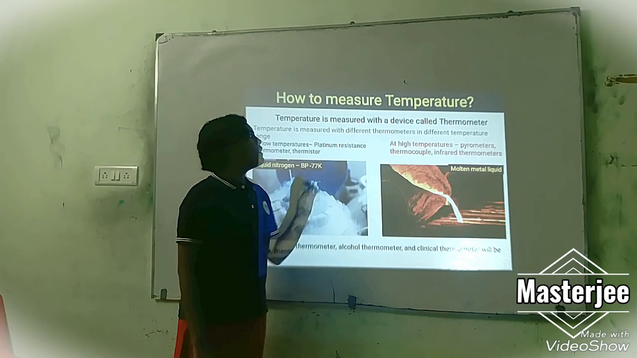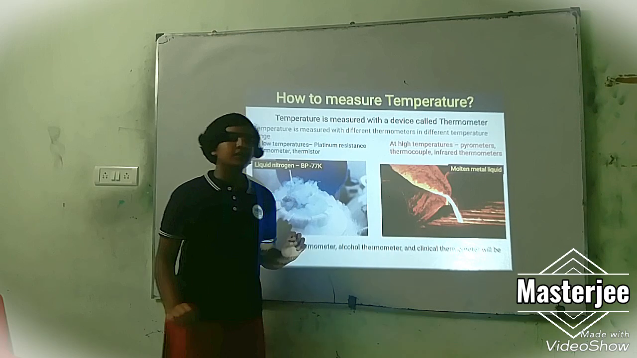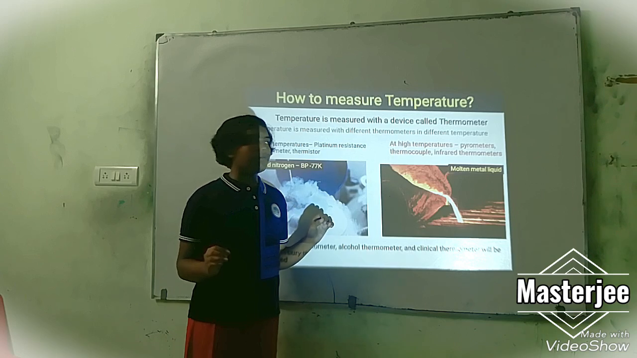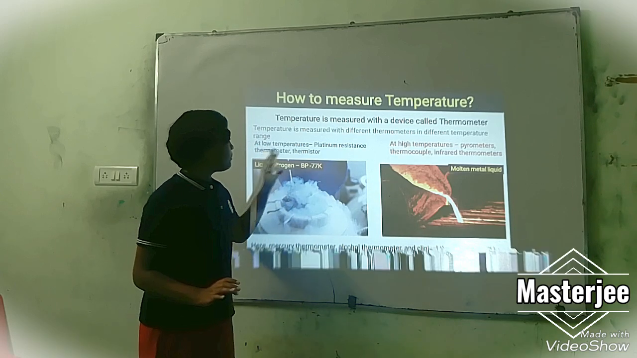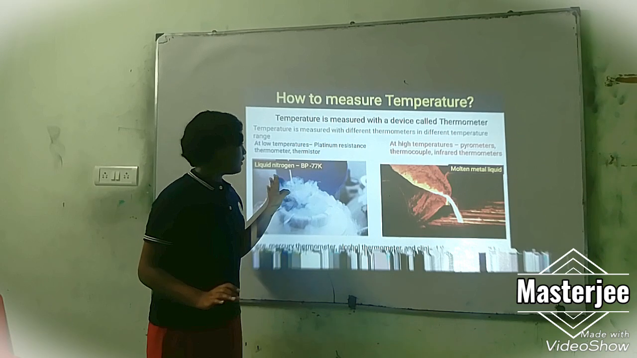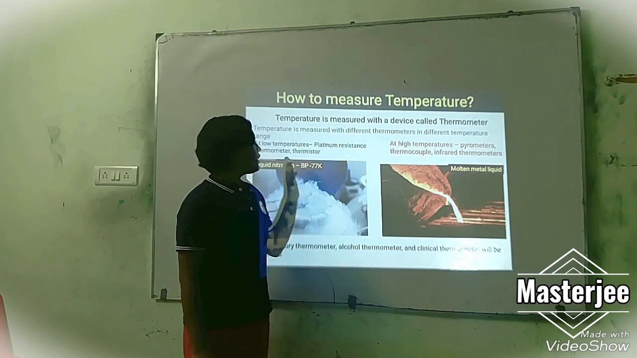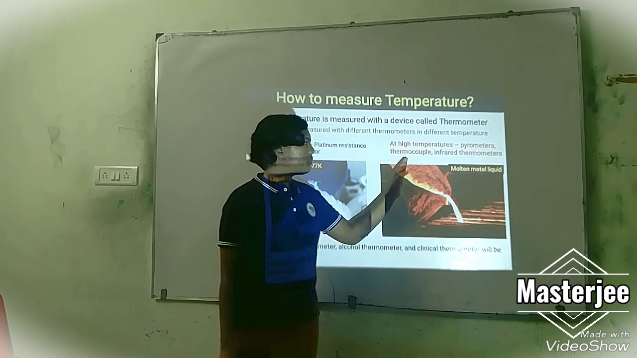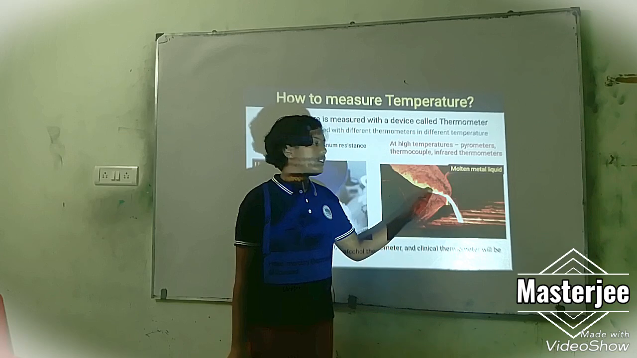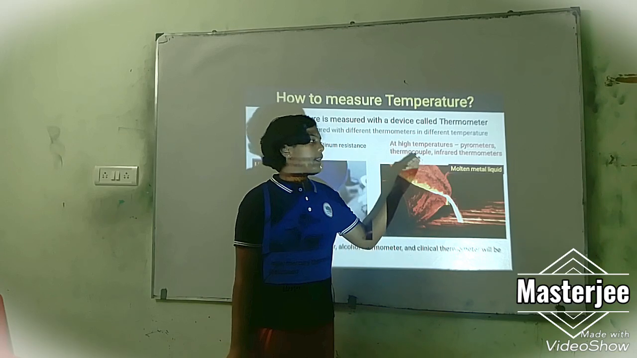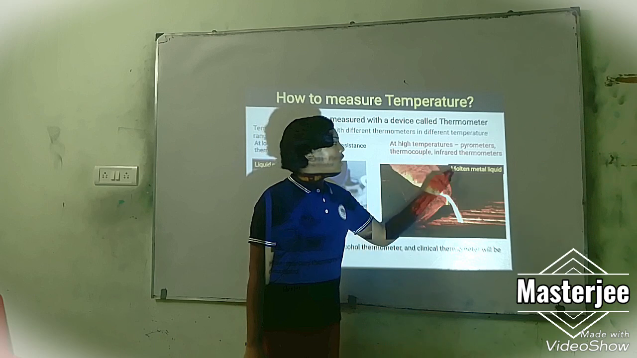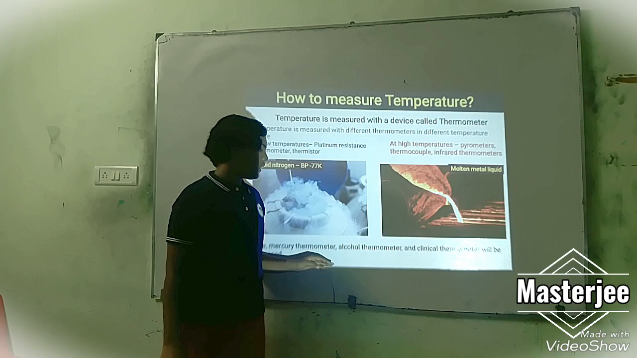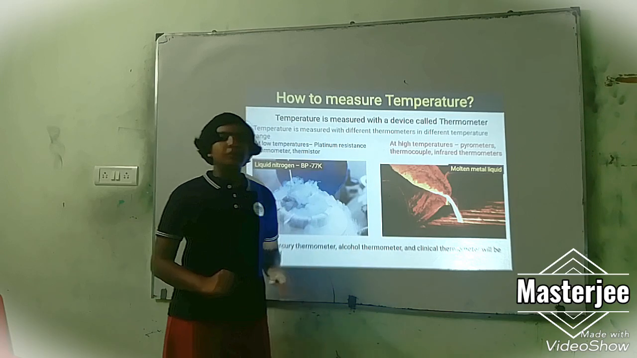How to measure temperature? We can measure temperature with a device called a thermometer. We can measure it with different kinds of thermometers according to the range. At low temperatures like liquid nitrogen, which is 77 Kelvin, we can use a platinum resistance thermometer or thermistor. At high temperatures like molten metal liquid, we can use a pyrometer or thermocouple or infrared thermometer. Here we are going to discuss the mercury thermometer, alcohol thermometer and clinical thermometer.